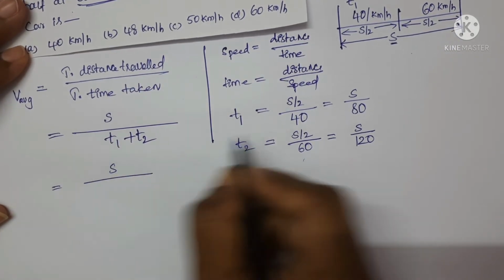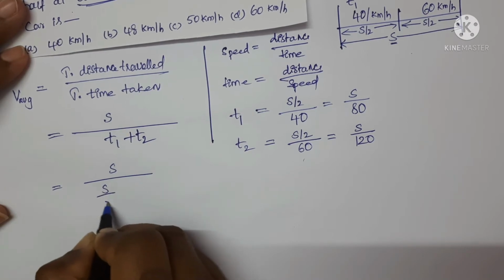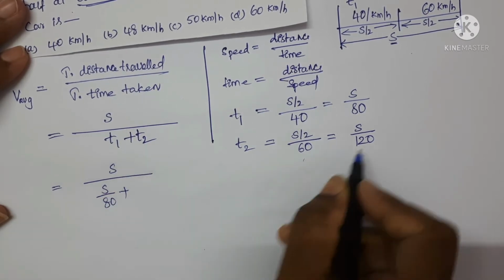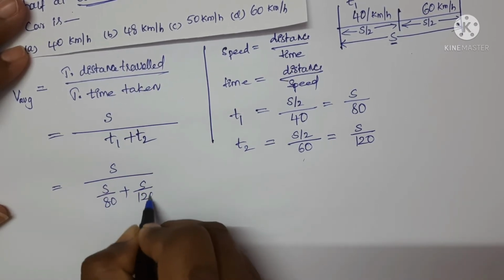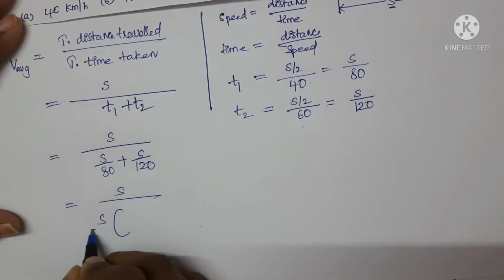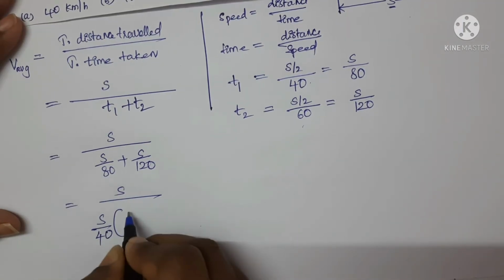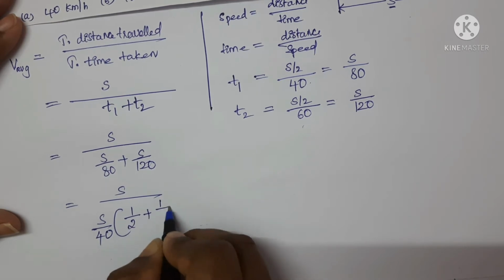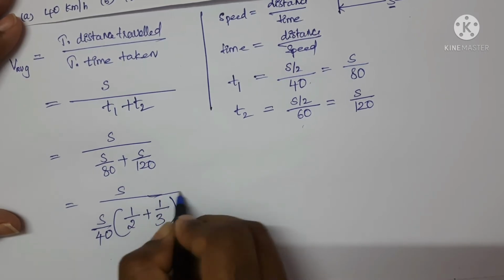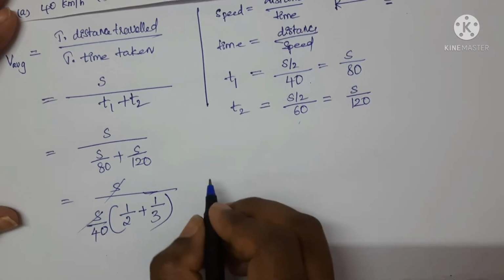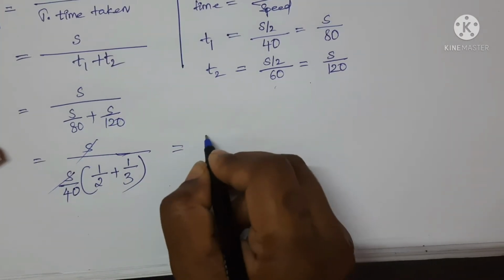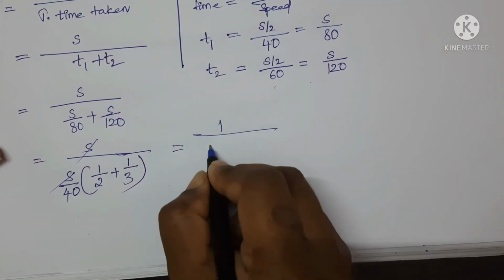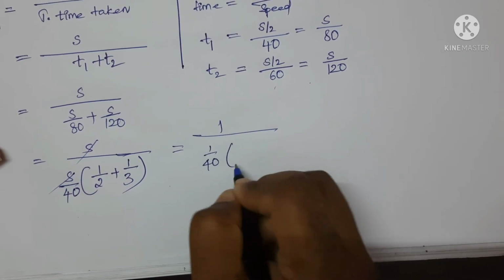S by T1 value is S by 80 plus T2 value is S by 120. Now take the S by 40 as common. So 1 by 2 plus 1 by 3. Now S and S will get cancelled. The remaining terms are 1 upon 1 by 40 into.